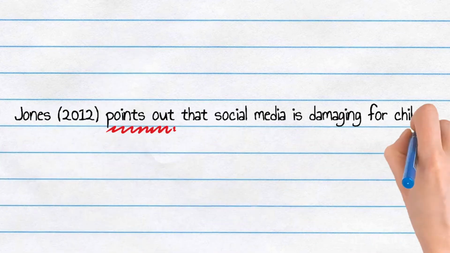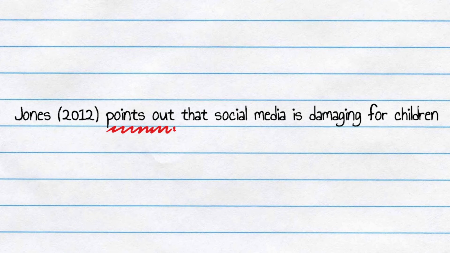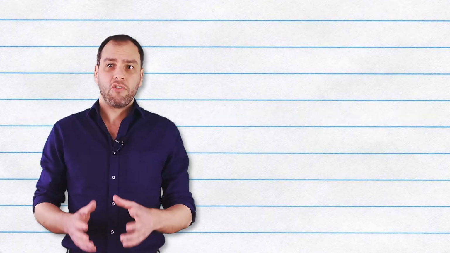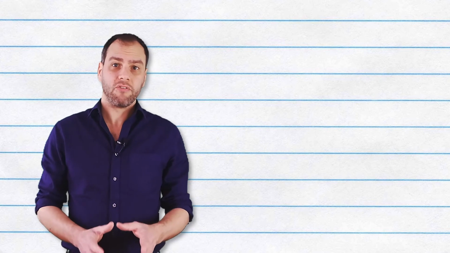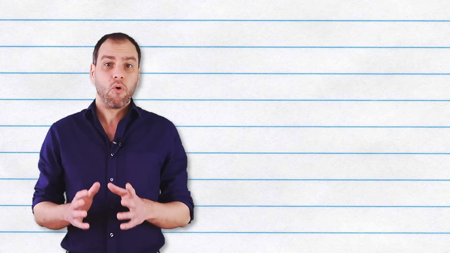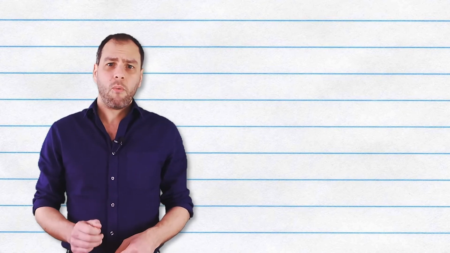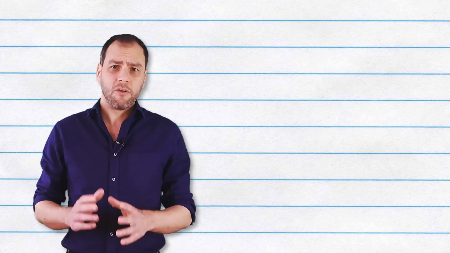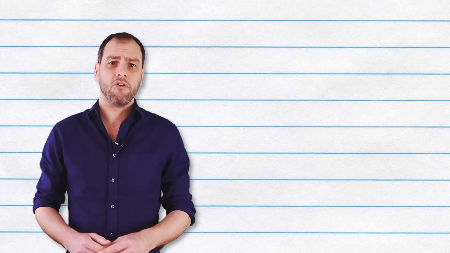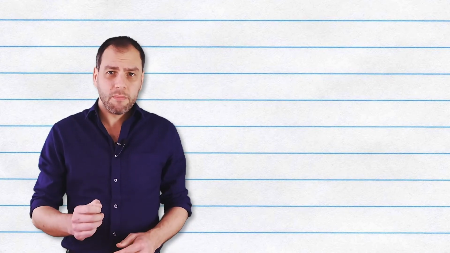Jones points out that social media is damaging for children. Here, in this case, you're suggesting that you think what Jones is saying is correct, and you're also expecting your readers will agree with you. Attributive verbs are one of your most powerful tools to position yourself in your research and your writing. But you must be careful.